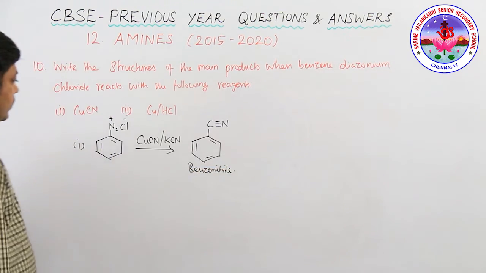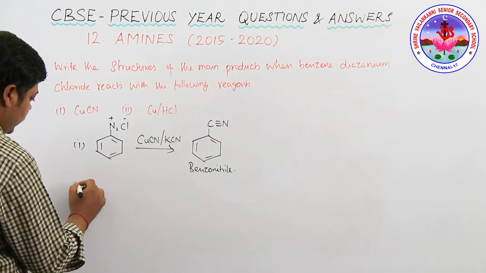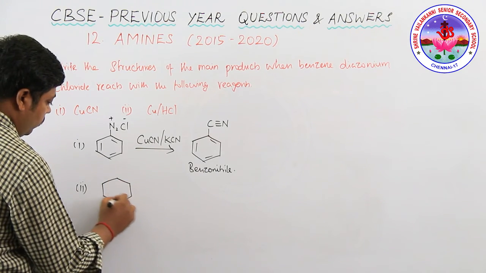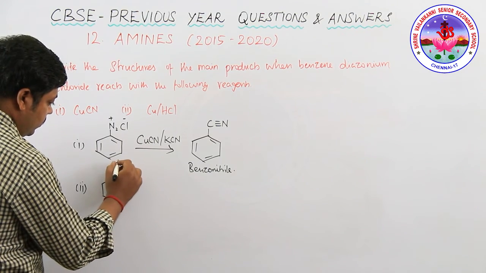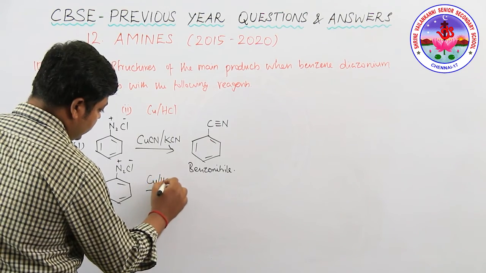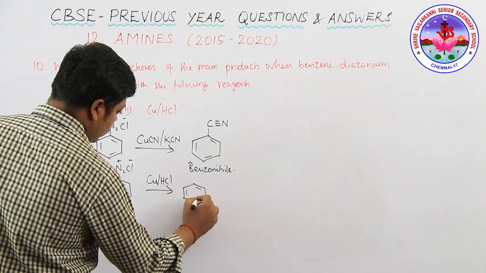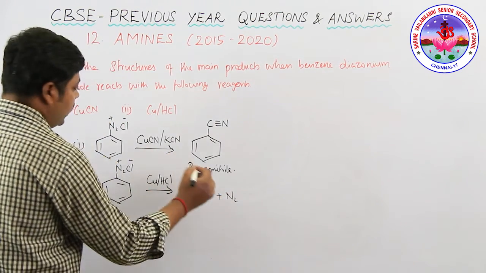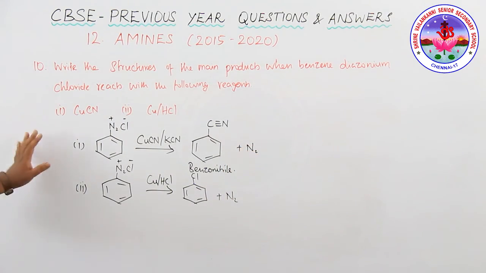Then the second is Cu with HCl. That is also one of the Sandmeyer reactions. The benzene diazonium chloride reacts with copper in the presence of HCl to form chlorobenzene and nitrogen gas. Here also the nitrogen gas is evolved. Okay, this is the answer.